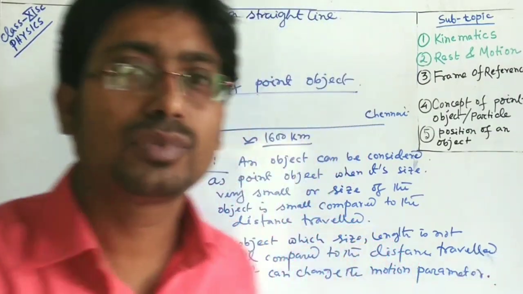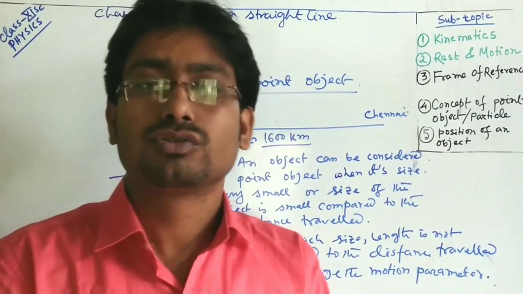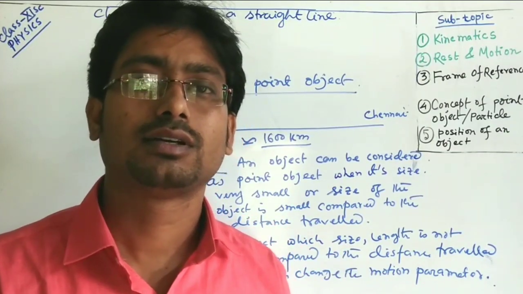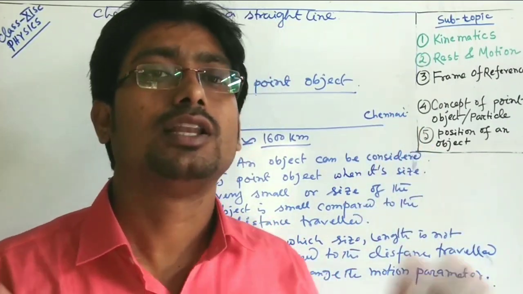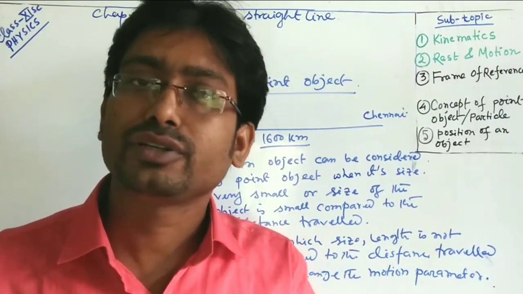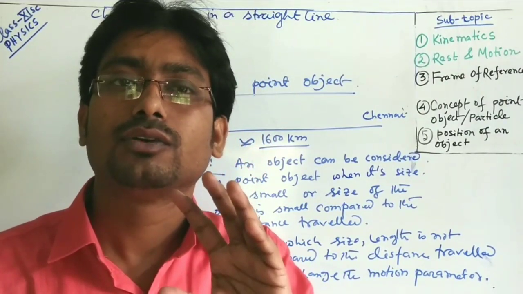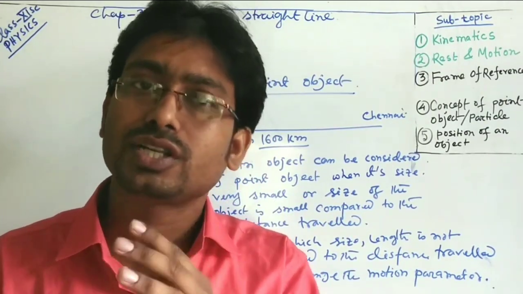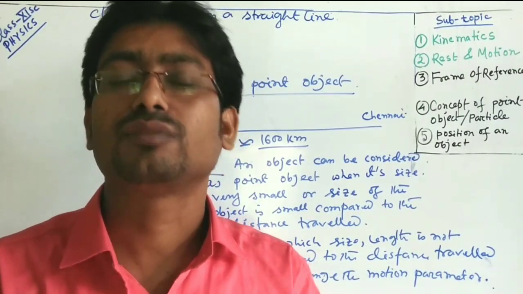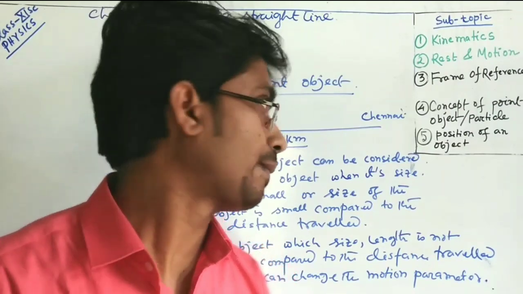So I have given you so many examples. That is the concept of point object and body. In our physics, the equations and laws have been made for point objects. So for an extended object, what will happen? We will modify the situation and treat the extended object as a point object by giving some conditions or modifications. Some amendment will be there for that condition.